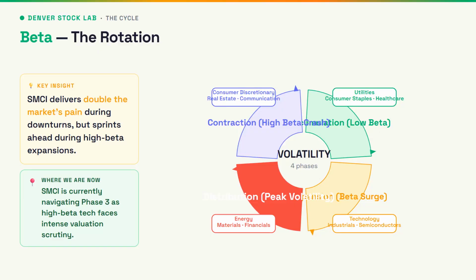Now that we understand the theory of beta, let us look at a real-world example that has captured the attention of the entire financial world: Supermicrocomputer, known by its ticker symbol, SMCI. SMCI is a technology company that builds high-performance servers, which are the heavy-duty computer systems used to power artificial intelligence. Because artificial intelligence has exploded in popularity, SMCI has been right in the middle of a massive market storm. This makes it the perfect laboratory to study extreme volatility and beta in action.